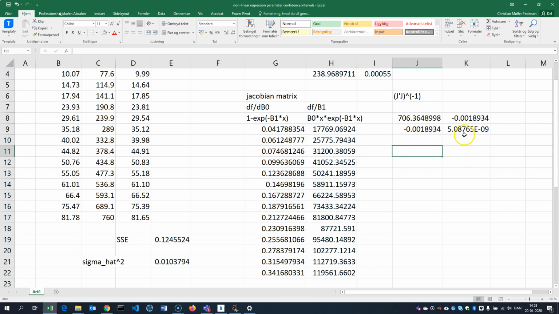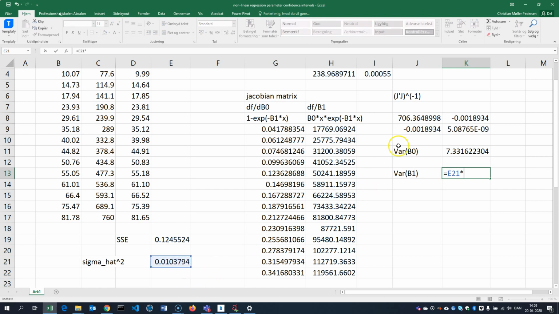So that's our matrix, and we need to multiply this element by our variance estimate to get the variance of beta naught. So I'll write here variance of beta naught. Well, that's the variance estimate times this element here, the first diagonal element. And the variance of beta 1 is the variance estimate times the second diagonal element here. That's very small. And then we are ready to compute the confidence interval.